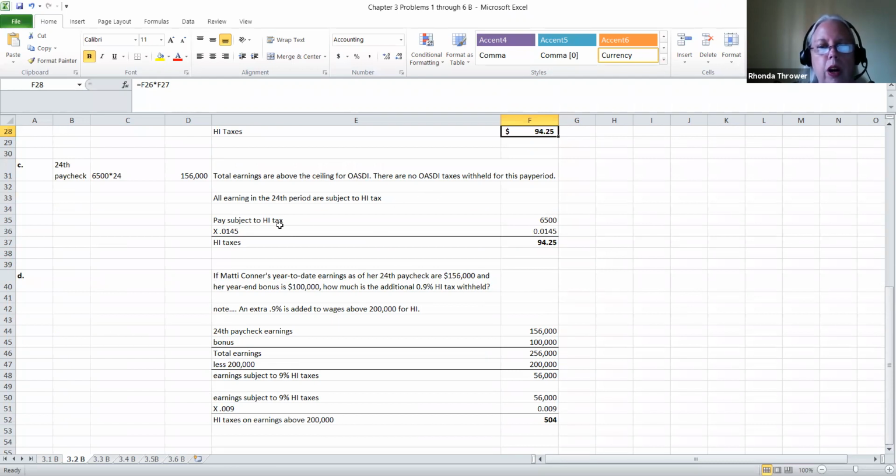However, there are HI taxes that have to be withheld. And because there's no cap or ceiling on HI taxes or the Medicare portion, all 6,500 of the taxable wages this period is multiplied by 1.45%. So they would just withhold HI taxes, or the Medicare taxes, of $94.25 on this employee's paycheck.